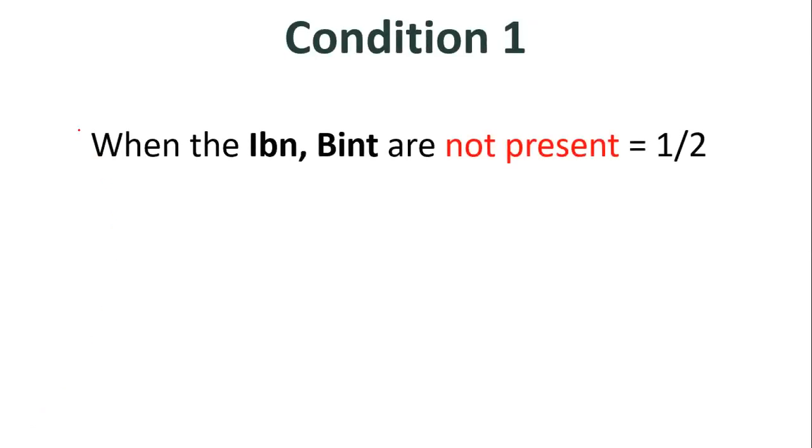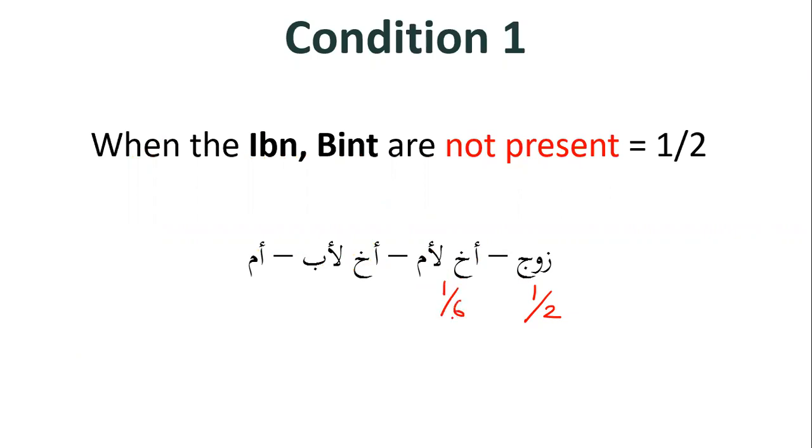Okay, so some examples for condition number 1, which reads when the Ibn and Bint are not present, the Zawj will receive half of the inheritance. In this example, over here we can see that there are no Ibns present, there are no Bints present anywhere, and hence the Zawj will receive 1/2 of the inheritance. And we also know that the Akh li Ummin, which we discussed in last lesson, will receive 1/6 of the inheritance.